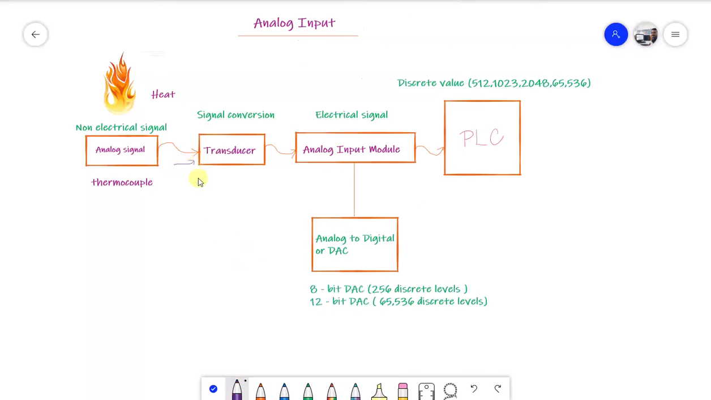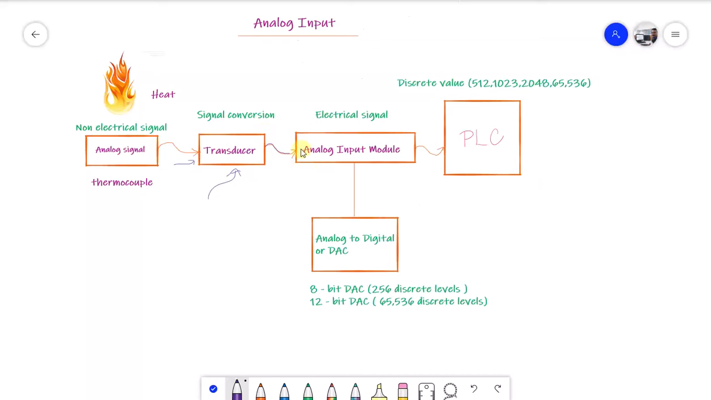This transducer will convert this small, low intensity signal to a higher voltage, which an analog module can understand. As we have seen in the previous section, an analog module can read 0 to 10 volt or 0 to 5 volt or 4 to 20 milliamperes or something like that. To meet that requirement, the transducer converts this very small signal to a higher value which it can understand. Here we will get some 0 to 10 volt or 0 to 5 volt or 4 to 20 milliamps.